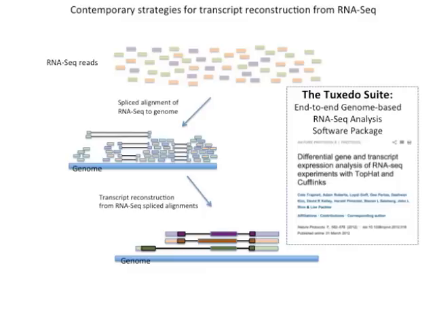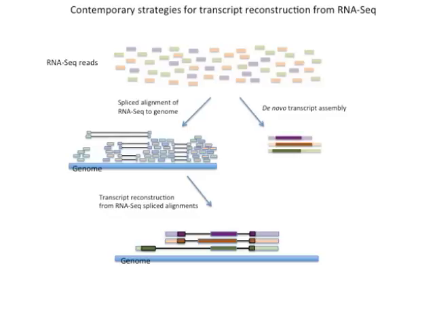A very popular software package for genome-based transcript reconstruction is the Tuxedo suite. This approach is highly effective, but also inherently limited to the quality of the reference genome to which the reads are being aligned. In another approach, the reads can be directly de novo assembled in absence of any reference genome sequence. Reconstructed transcripts can then be aligned to a given genome to infer gene structures for those genes that are well represented by the reference.